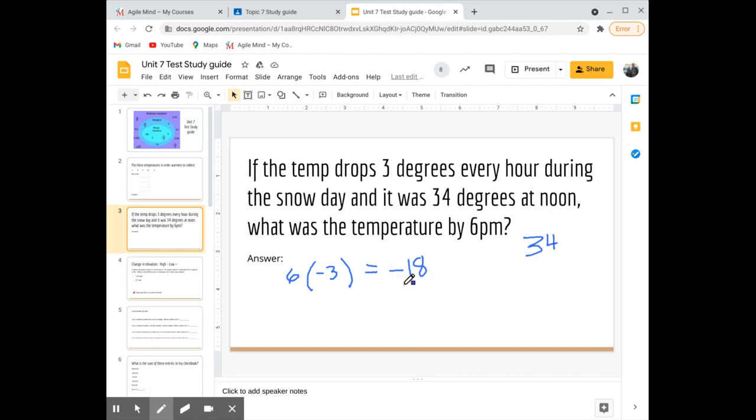So it was 34 degrees and it dropped 18. So would you add that or subtract it? Subtract it. All right. So minus 18. So I can't do that without borrowing. So I got to borrow here. So what are we going to do? 14 minus 8.